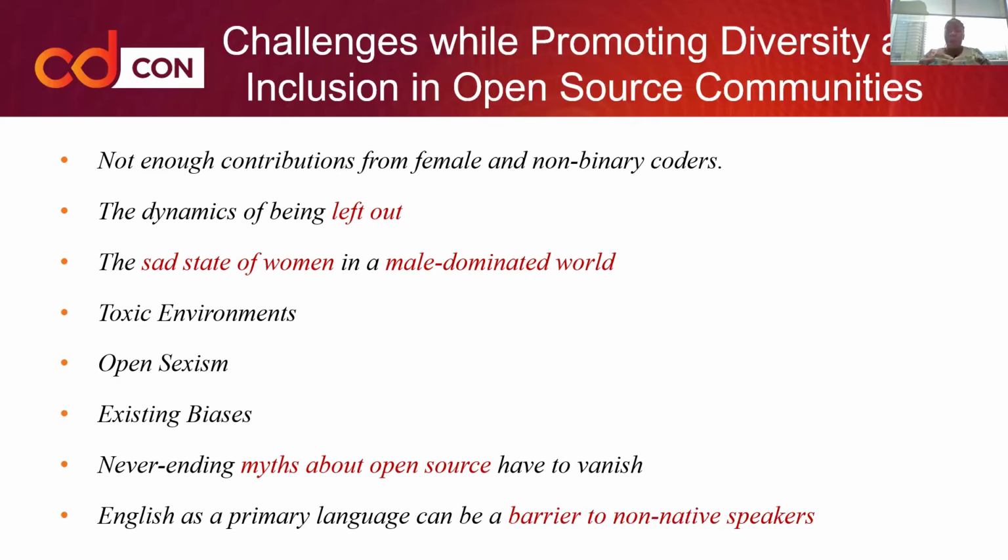Now, another barrier, the last which I have here, is that English as a primary language can be a barrier to non-native speakers. So the truth is, according to a survey conducted by Mozilla, just 21% of the respondents spoke English as a first language. And this is a barrier because most of the open source projects we have out there today use English as a form of communication and for all their materials, documentation, and everything. So this is also a barrier that hinders diversity and inclusion within the open source ecosystem.